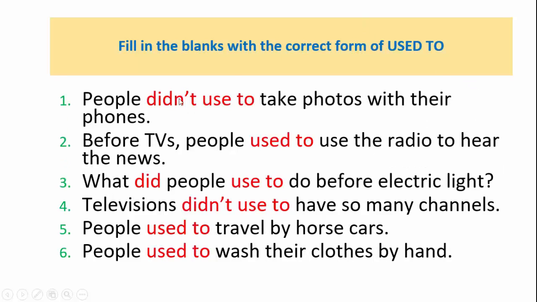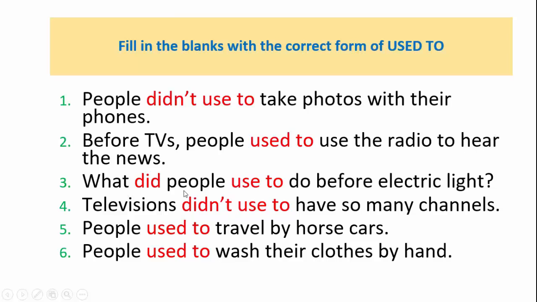Let's see the answer for number 1. People didn't used to take photos with their phones. Yes, in the past, people didn't have a phone. That's why we use here didn't used to take photos with their phones. Number 2. Before TVs, people used to use the radio to hear the news. Yes, this is correct. Here we use used to because before TVs there were only radios and the people used to listen to the radio to hear the news.